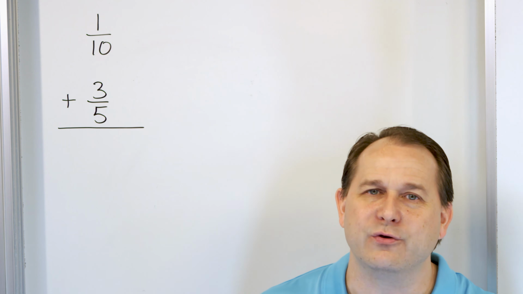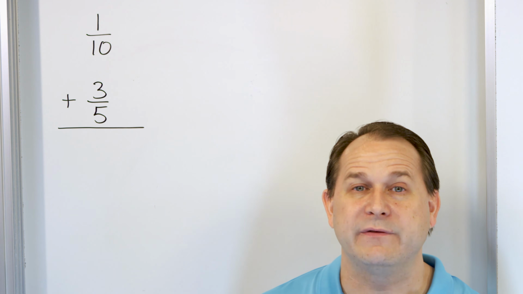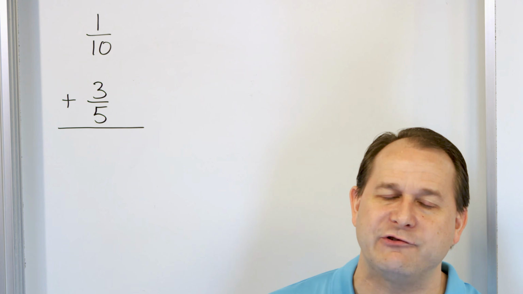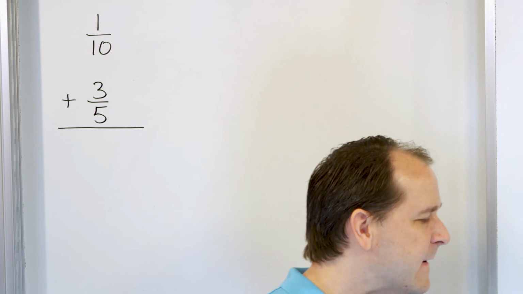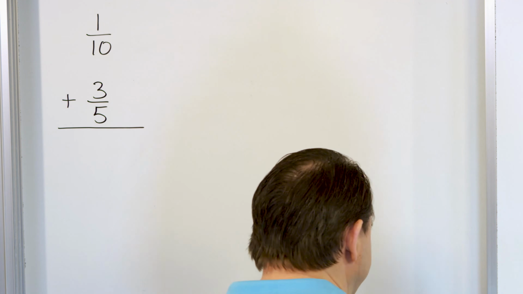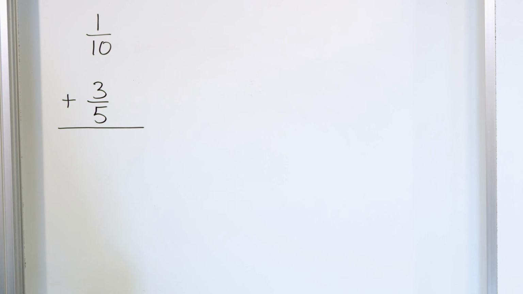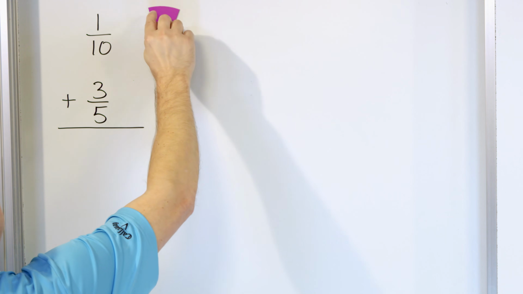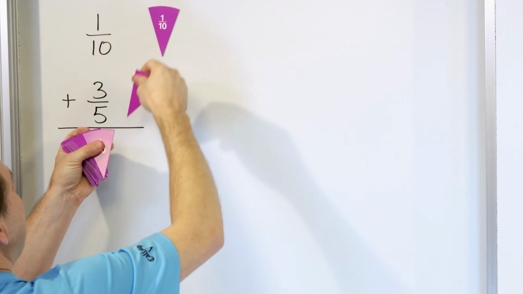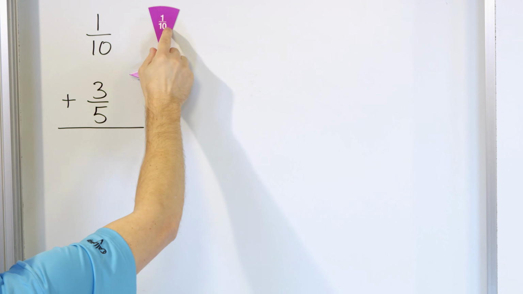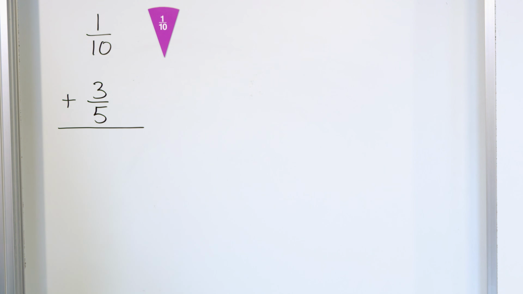So what we're going to do is change one or both of these fractions so that the new fraction has a common denominator, or has the same denominator. Before we get to that point, let's take a look. What does 1/10 actually represent? Well, if I have a pizza cut into 10 pieces, and you only had 1/10, it would look like a slice of pizza that big, right?